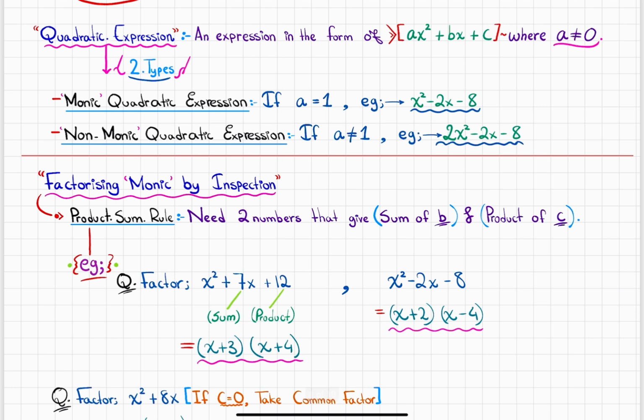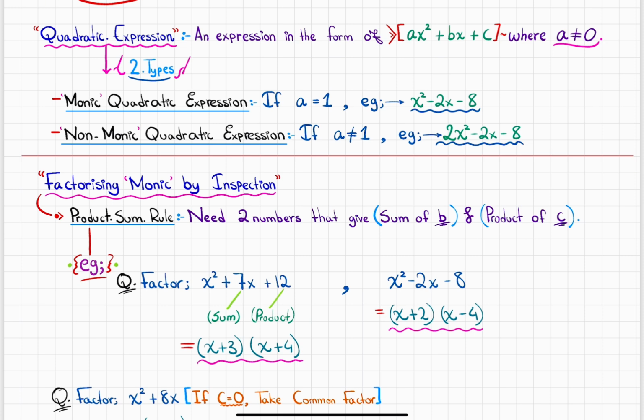Quadratic expression. A quadratic expression is an expression in the form of ax squared plus bx plus c, where a is not equal to 0. So a cannot be 0 in this expression. A quadratic expression is always in the form ax squared plus bx plus c or x squared plus bx plus c, but a can never be 0.